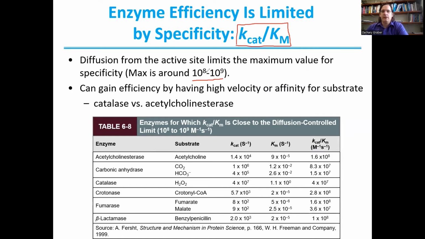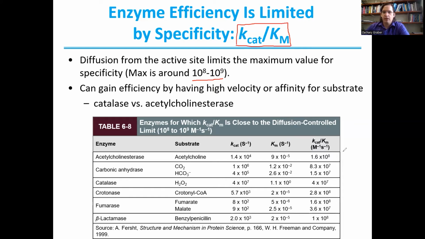This is just based on the limits of diffusion, right? So molecules have to be able to move or diffuse into our enzyme and then diffuse out as the product before a new molecule can come in. A lot of our enzymes actually do get close to this theoretical maximum limit.